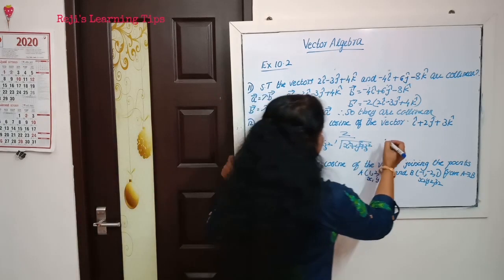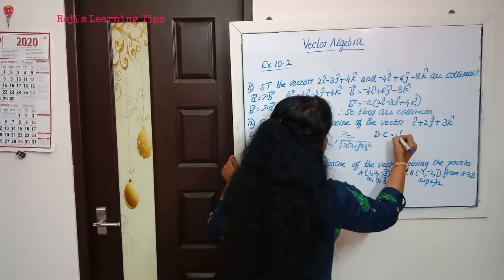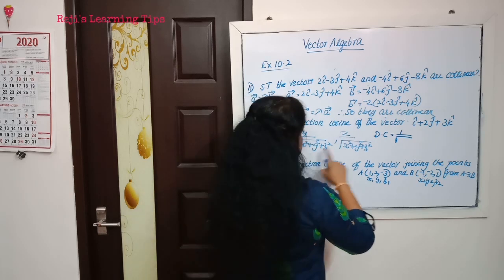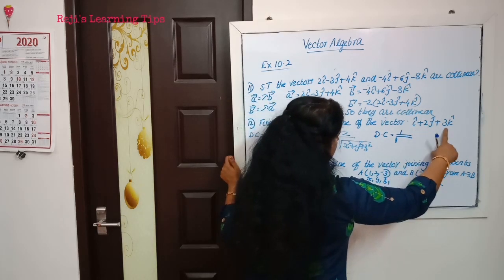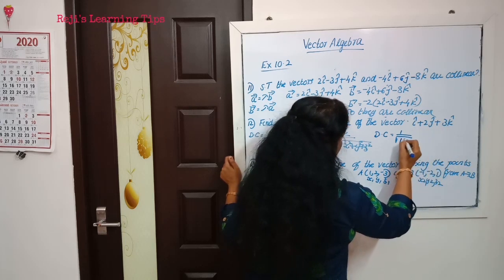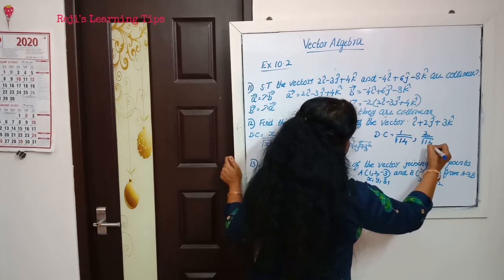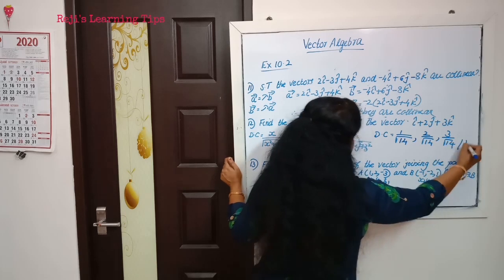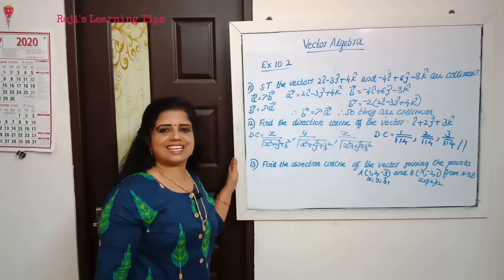Then here the direction cosine is 1 divided by root of x square plus y square plus z square, which means 1 plus 4 plus 9. 1 plus 4 means 5, 5 plus 9 means 14. Then next, 2 divided by root 14, then 3 divided by root 14. These are the direction cosines of the given vector i plus 2j plus 3k.